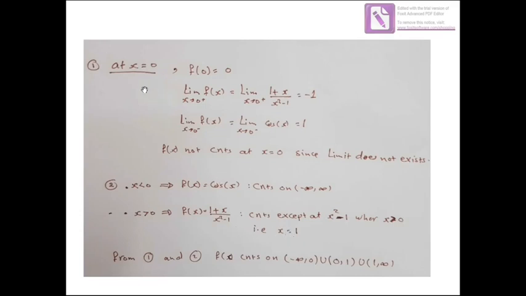So from step 2, we conclude this function is continuous except at 0 and except at 1. If you want to write the form of the interval where this function is continuous, it should be from minus infinity to 0, union from 0 to 1, union from 1 to infinity.